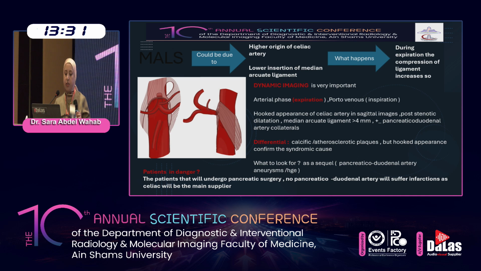What is the differential in our case? Calcific and atherosclerotic plaques, but the hooked appearance of the celiac artery confirms the syndromic cause. What to look for? As a sequela, the pancreatico-duodenal artery could have aneurysms complicated by hemorrhages. The patients in danger in this case are those who will undergo pancreatic surgery; there will be no pancreatico-duodenal artery, and they will suffer infarctions as the celiac artery will be the main supplier.